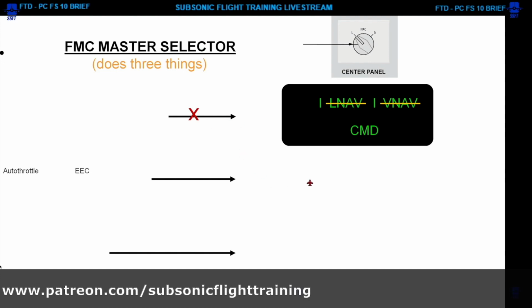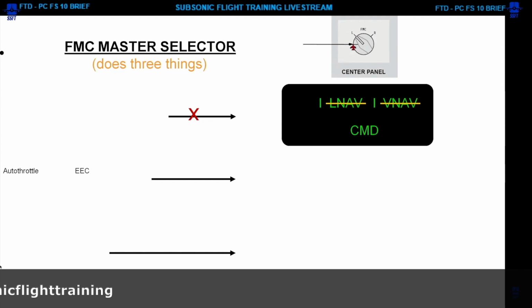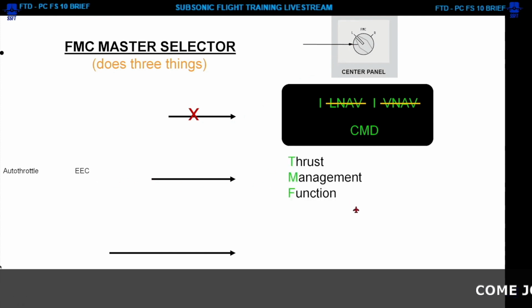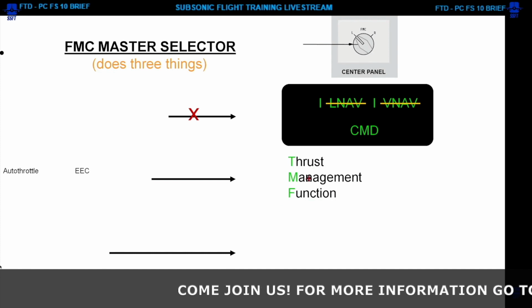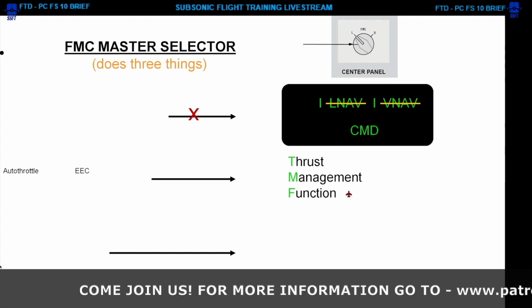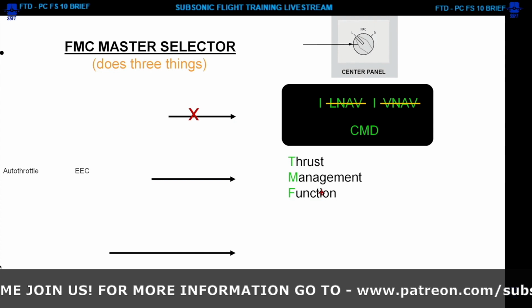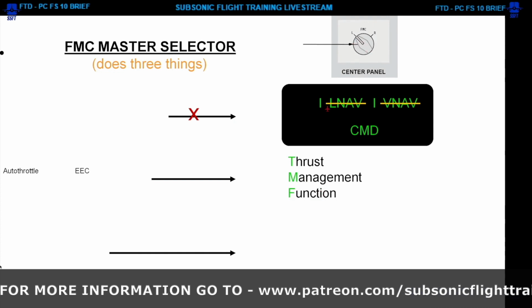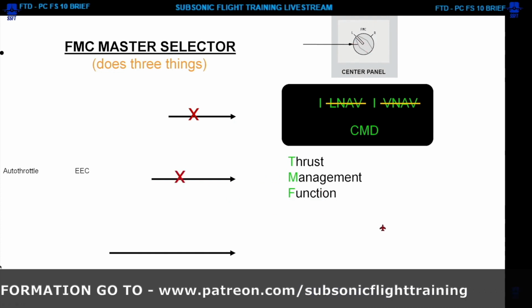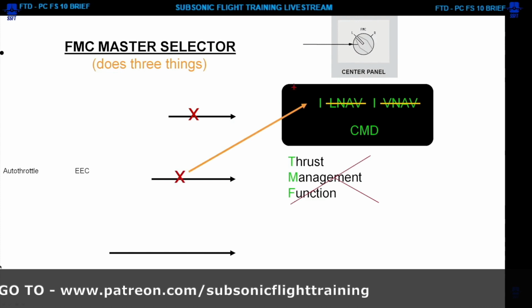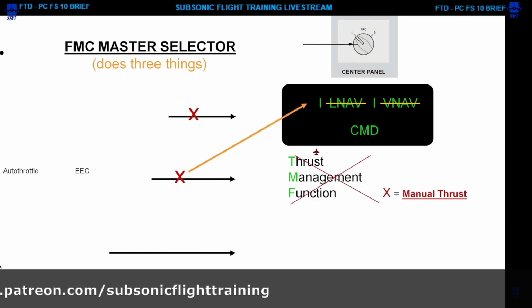The left FMC will also give information to the EECs. So if the left FMC fails, the auto throttle is going to be lost. And so that's the thrust management function part of the flight management computer. And the auto throttle is kind of in that thrust management function part of the FMC. So if you lose, in this case, the left FMC, you're going to lose the auto throttle as well. And that's why this goes blank. And you'll hear the beep, beep, beep, beep, and then of course we're manual thrust at that point.